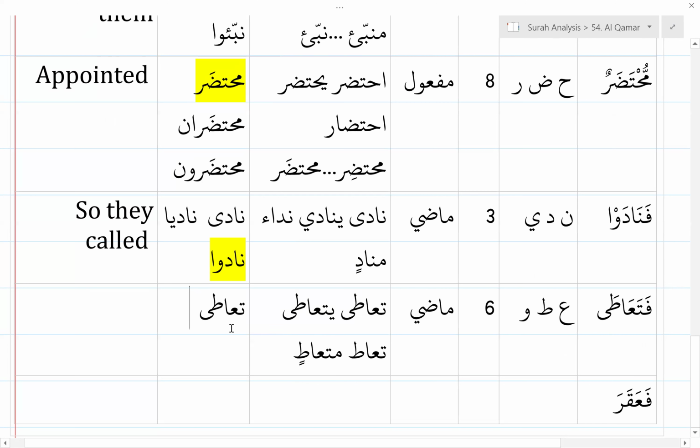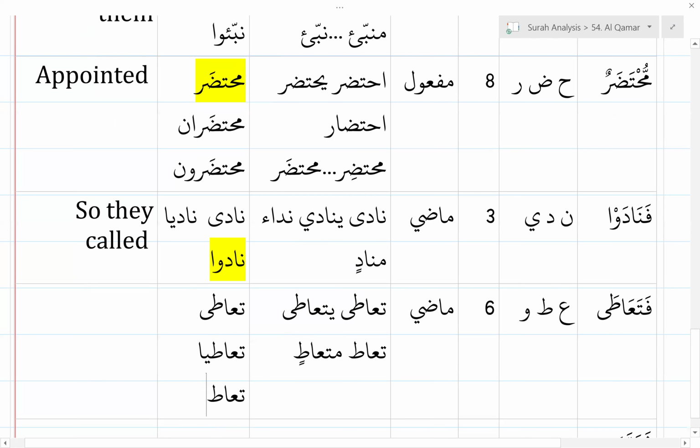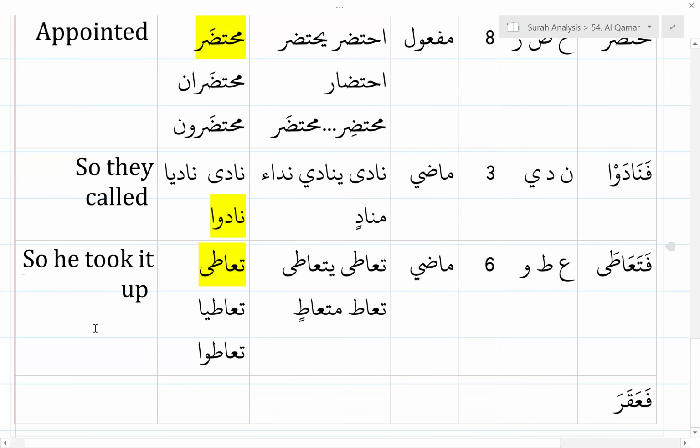So we need ta'ata, the first verb. This is the one that we're looking at because it's just the one person that did it. So ta'ata. And it means to take up, to catch. So he took it up. Actually, it is not mentioned what, so he just took it.